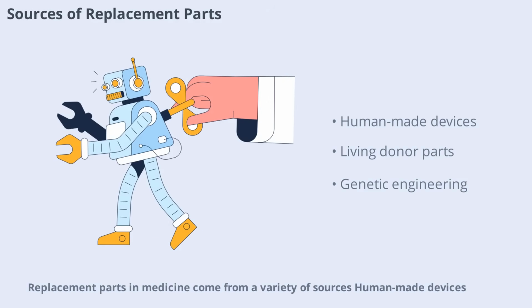Replacement parts in medicine come from a variety of sources. Human-made devices such as artificial hearts or joints are engineered to mimic natural functions. Living replacement parts may be taken from the patient themselves, a relative, a human cadaver, or even a living animal. With advances in genetic engineering, it's now possible to create tissues or organs tailored to individual needs, reducing the risk of rejection and improving outcomes.